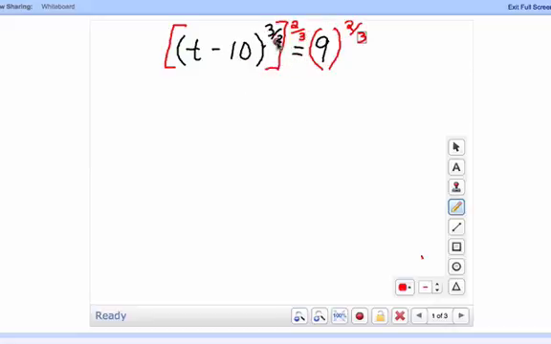Okay, so 3/2 to the 2/3 is the same thing as 6/6, right? You multiply those together, and you get 6/6, which is 1. t minus 10 to the first power is just simply t minus 10.